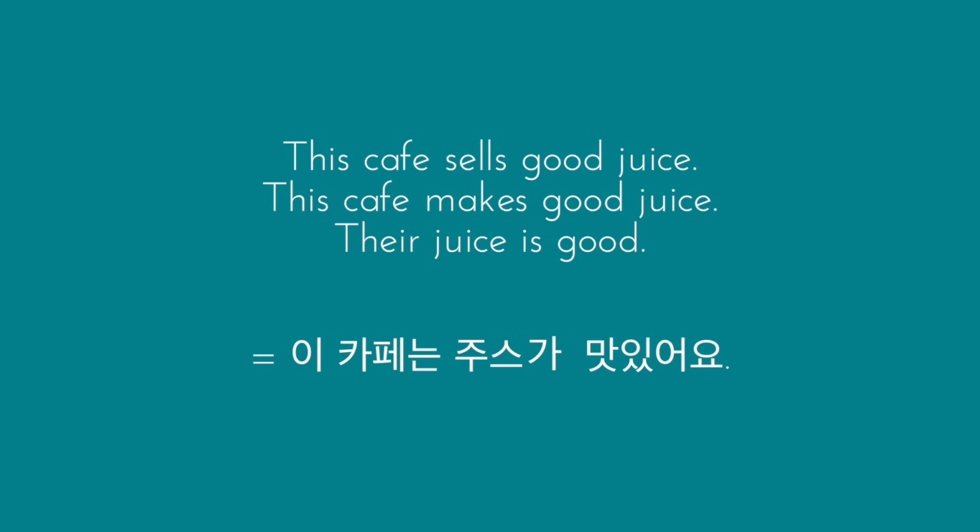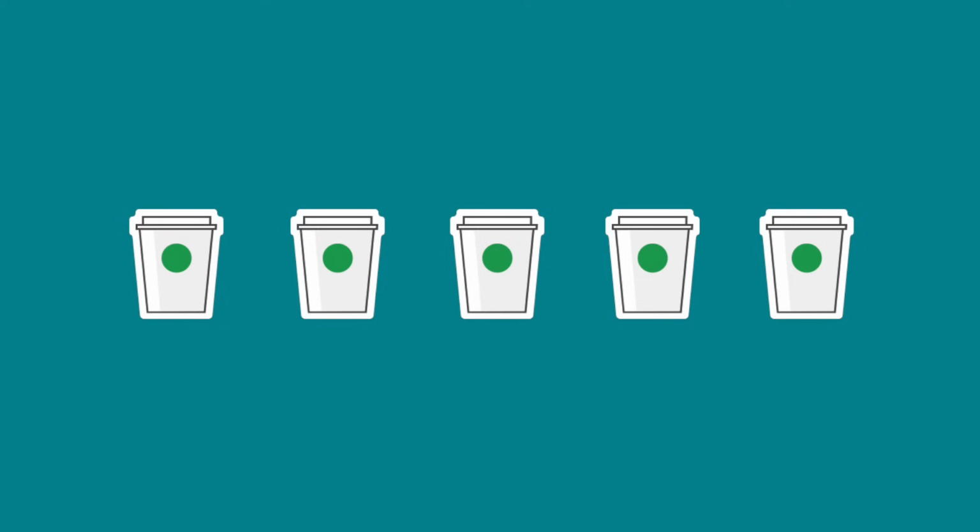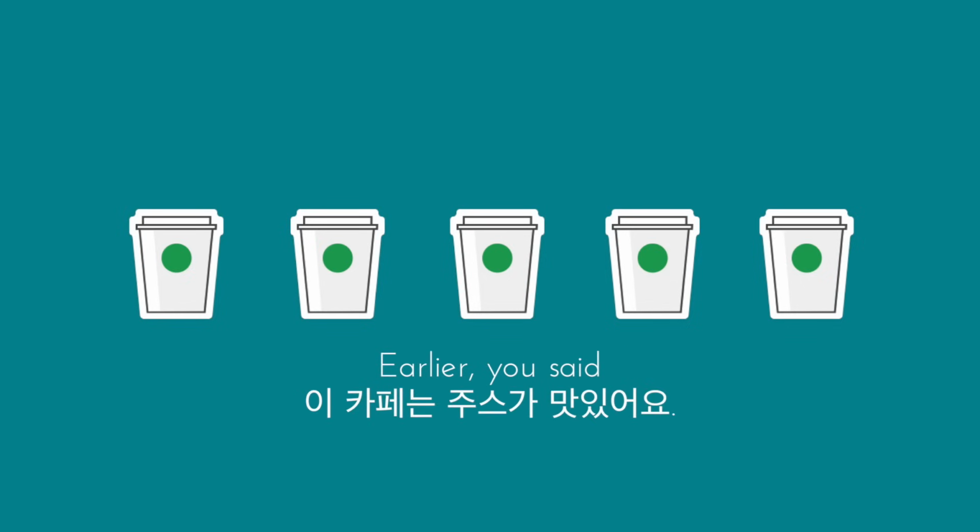But let's change the perspective a little bit and say, someone asked, out of these 5 coffee shops that we see here, which coffee shop has the best juice? And then it's a whole other story. So here, what is the answer to who or which? And the answer is, of course, one of these coffee shops. Okay, 이 카페, 저 카페, 저 카페. So you say something quite different.